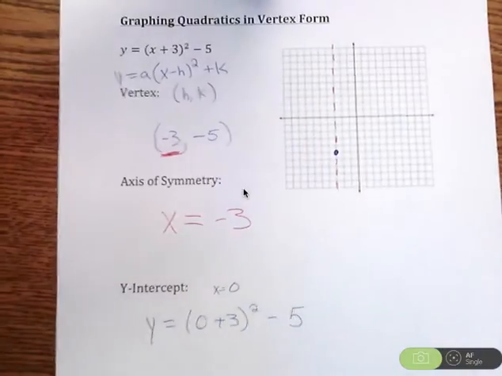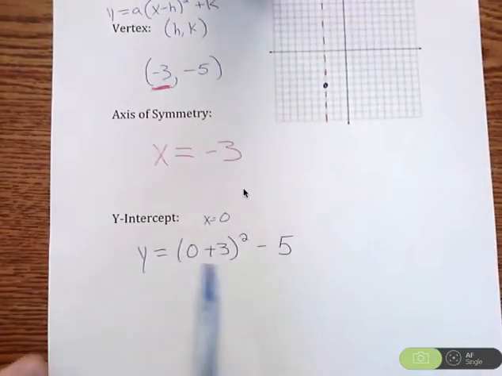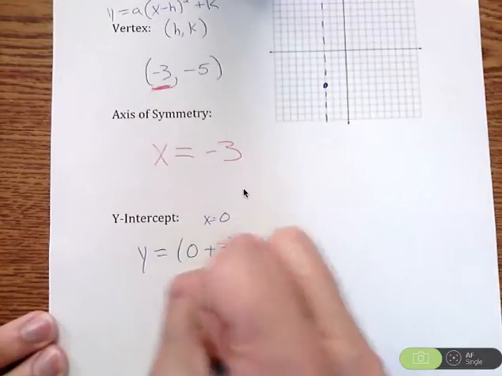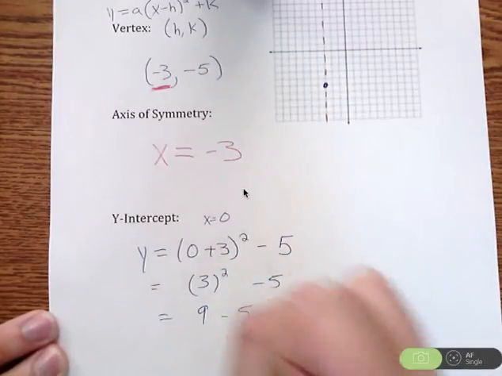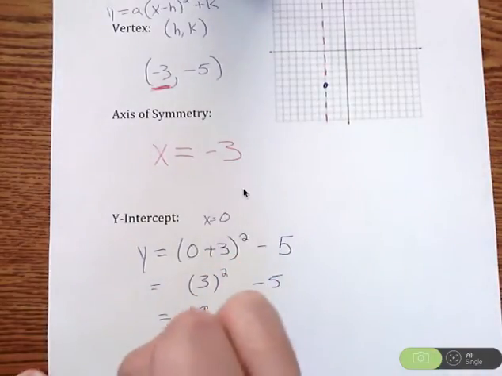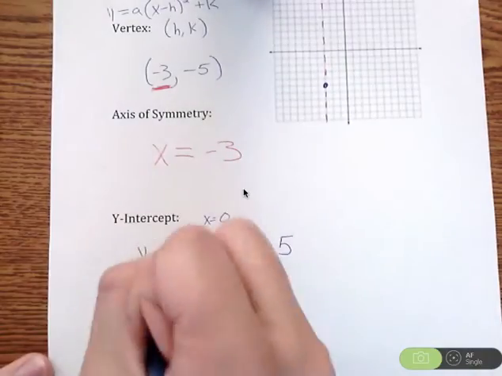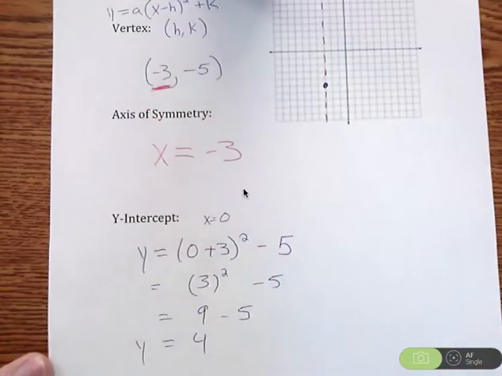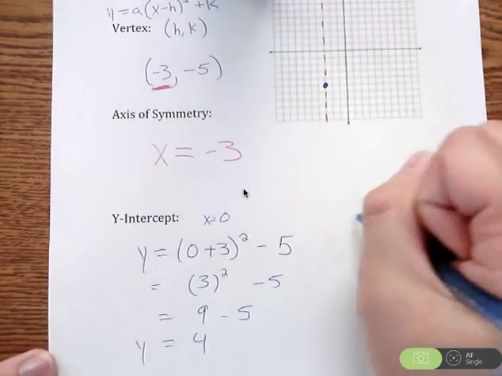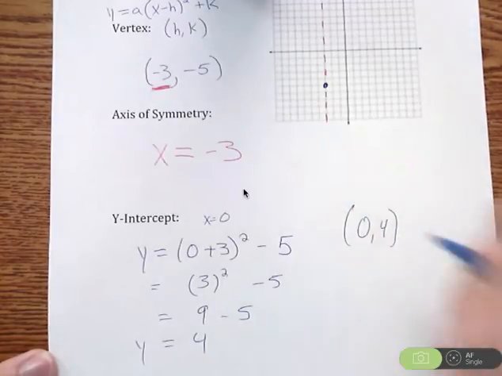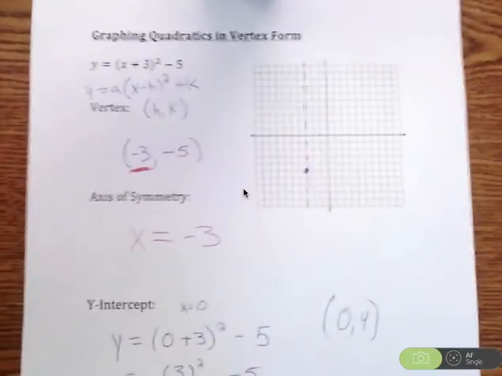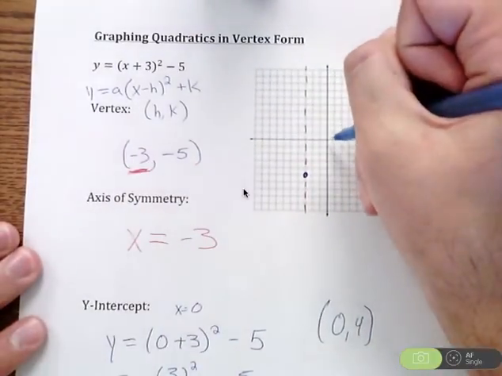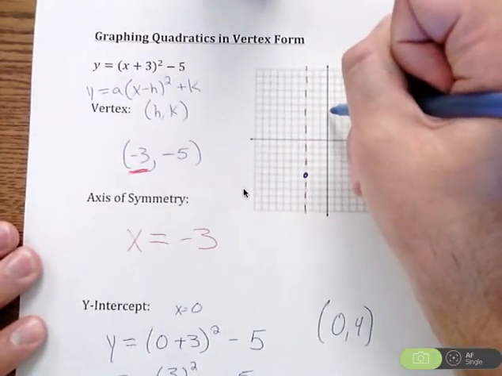Following the order of operations, 0 plus 3 is 3. 3 squared is 9. So I have 9 minus 5, which is 4. So I have x equals 0, y equals 4. In coordinate form, that looks like (0, 4) as my y-intercept. I'm going to take that and again transfer this to my graph. So 1, 2, 3, 4.